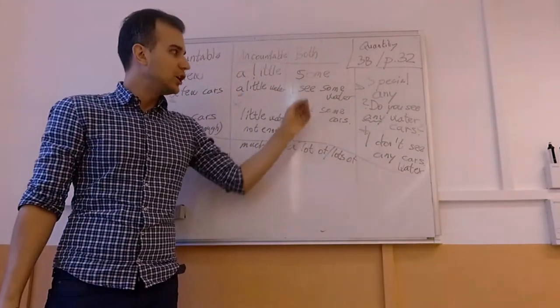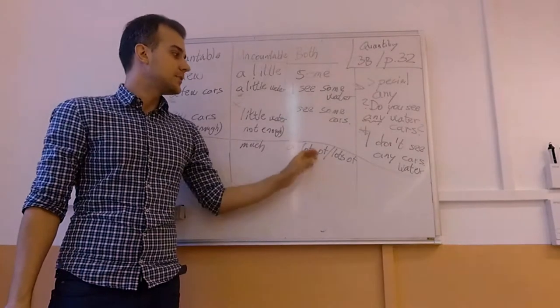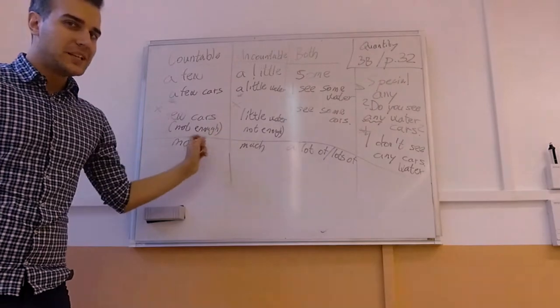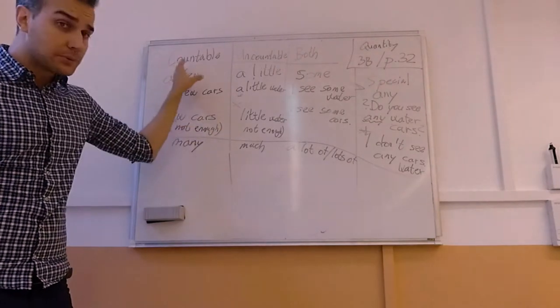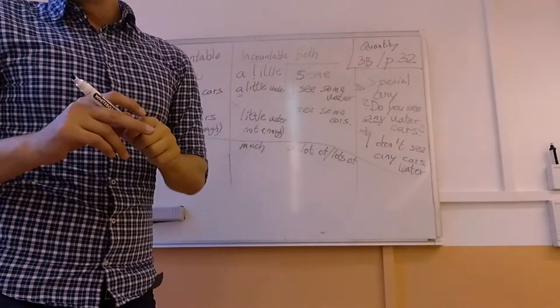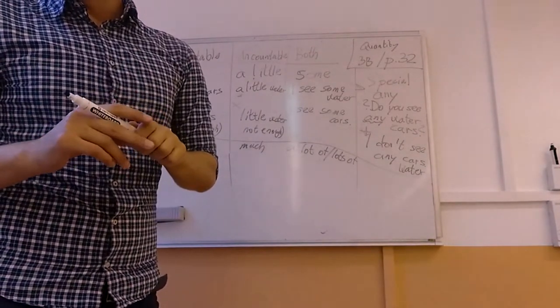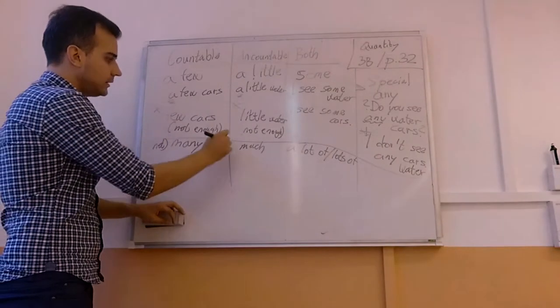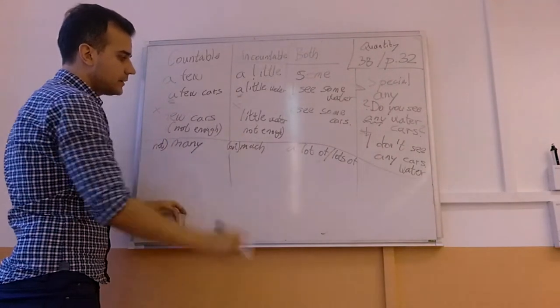Lots of water, a lot of water. Lots of cars, a lot of cars. It is the same idea as many and much. But many and much, many is for countable, much is for uncountable. All right, did I forget anything? Yes, you can also use not over here. Not many, not much, all right?